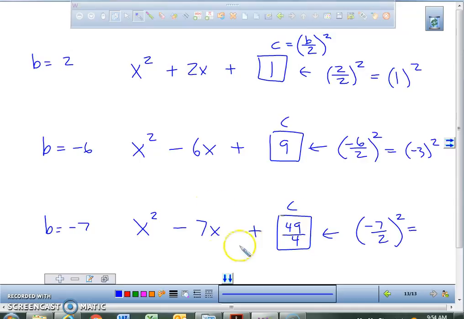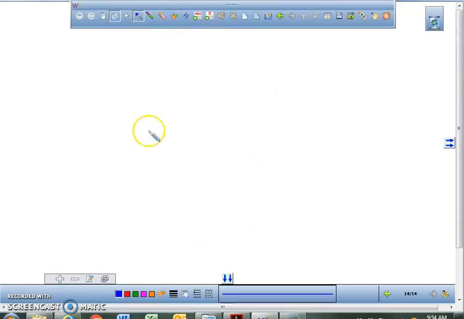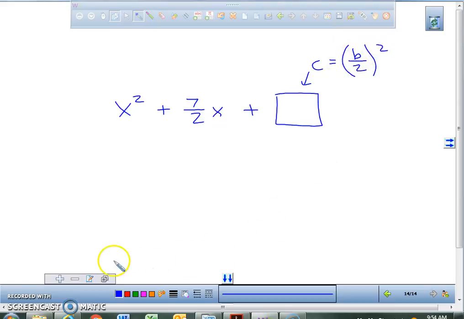Alright? Now, right now, what do we do every single time with the b value? We took half of it and then we squared it. So now I'm going to give you guys a more challenging problem and see if you guys can get this one done. Here we go. x squared plus 7 over 2x plus, figure out what the c value is going to be, knowing that you have to take half of your b value and square it. Try to get that one done.